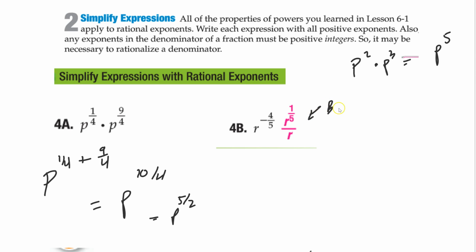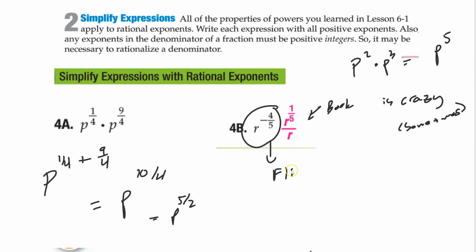This one, I put here on purpose. That's what the book does. A lot of times the book's good, sometimes the book's kind of crazy. So what's going on here is this. I don't want a negative exponent, so we flip it. So this will be 1 over r to the 4/5. Done. That's all I want you to do. The book sees this and goes, oh, you have to rationalize this. So they multiply both top and bottom by r to the 1/5.